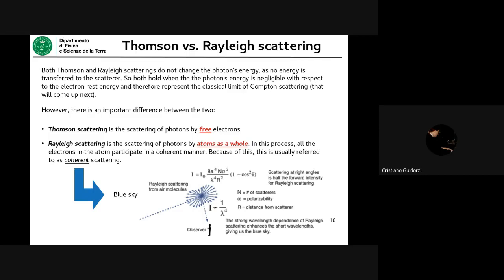But this is important: the difference is not about the photon energy, because in both cases the energy of the photons is negligible with respect to the rest energy. The main difference is that Thomson scattering, the one we studied, involves free electrons. So in the region that I showed you in the Orion cloud, you have to consider an ionized medium, so free electrons. Instead, in the case of the atmosphere, you have bound electrons. In that case, you have Rayleigh scattering.